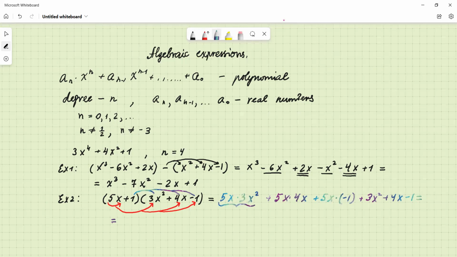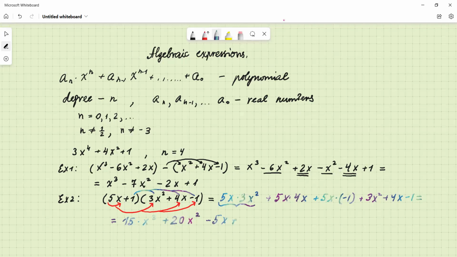So I'm going to simplify every term I have. So 5x by 3x squared. Well, first 5 and 3 make up 15, right? Multiply them. x and x squared are going to give me x cubed. We remember that when we have the same base, the powers are added. Here, 5 and 4 are going to give me 20, and x multiplied by x is going to give me x squared. For the last term, I'm going to have minus 5x. Why? Because minus is just going to be in front, right? And 1 is not going to change 5x.